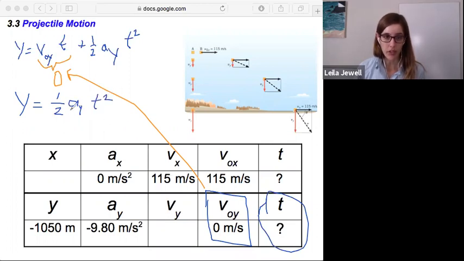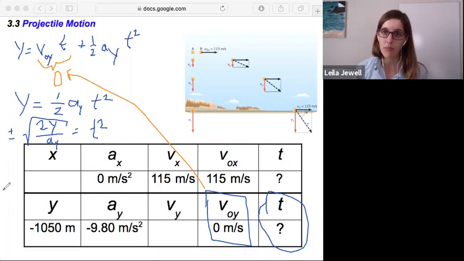So we can multiply by 2 and divide by a_y, and we would have 2 times y divided by the acceleration in the y direction is equal to the time squared. And we can take the square root to get the time. Whenever we take a square root, we know there's a plus or minus out in front, but with time, we'll typically take the positive root. With velocity, we do care if it's positive or negative. And so we can then plug and chug here with our displacement and our acceleration.